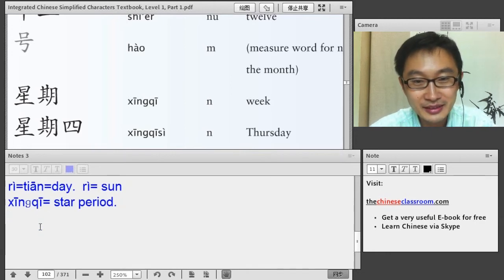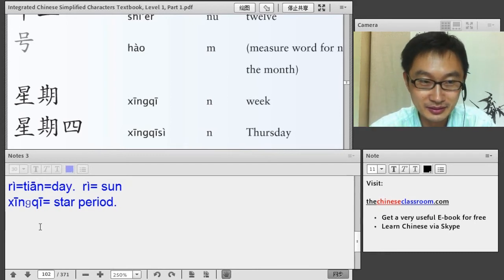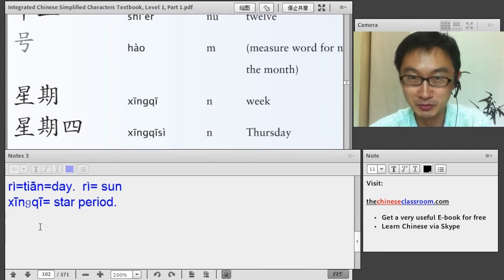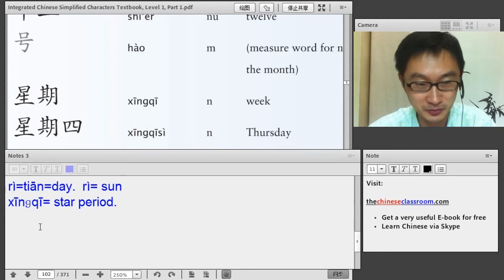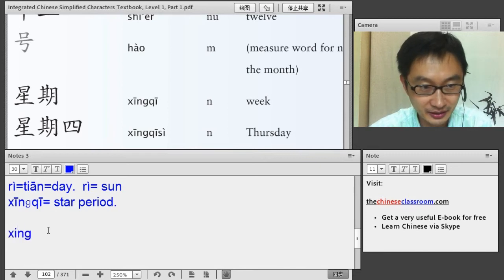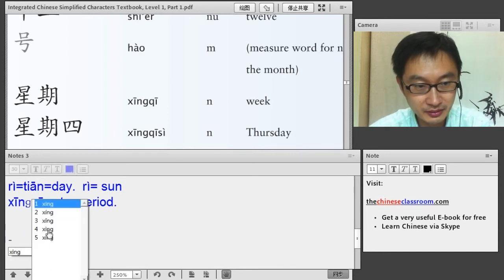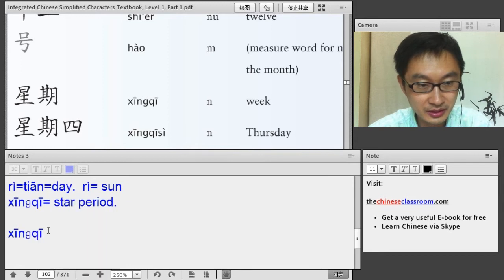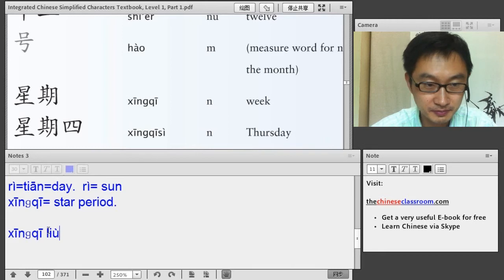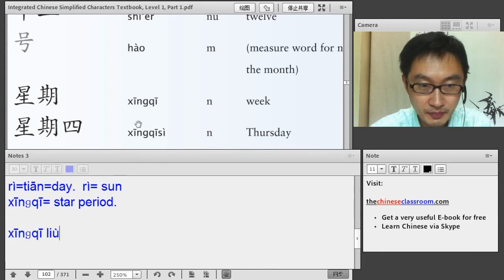Then next one, 星期四, Thursday. You know, 四 is number 4. So literally it means the week, number 4 day in the week. But we say week number 4, 星期四, week 4. Okay, how do you say Saturday? Of course, week 6. We say 星期六. If you remember, 6 is 六, 星期六. Okay.